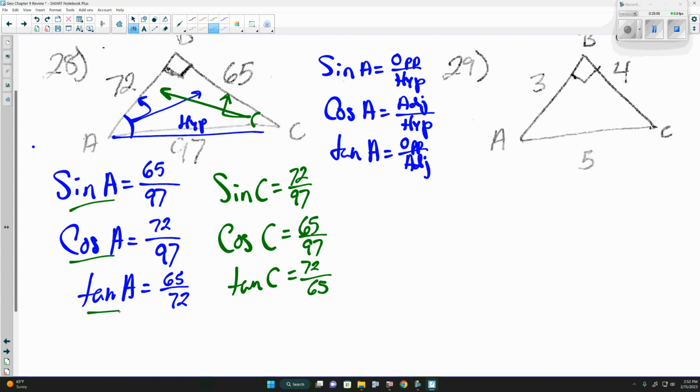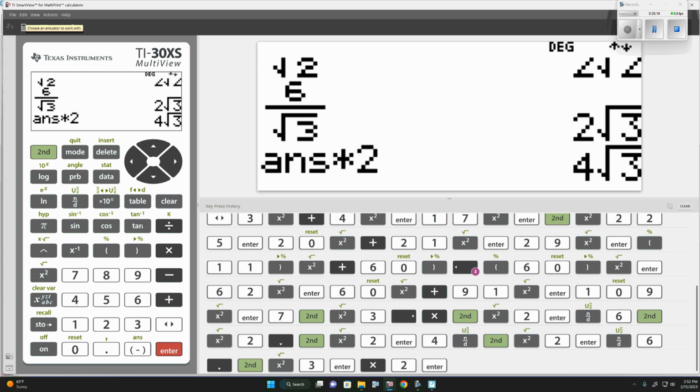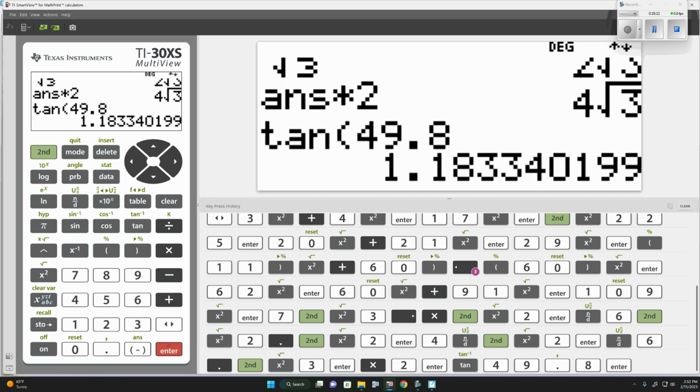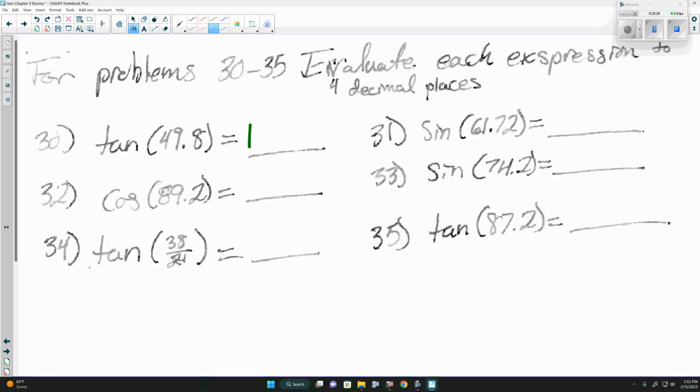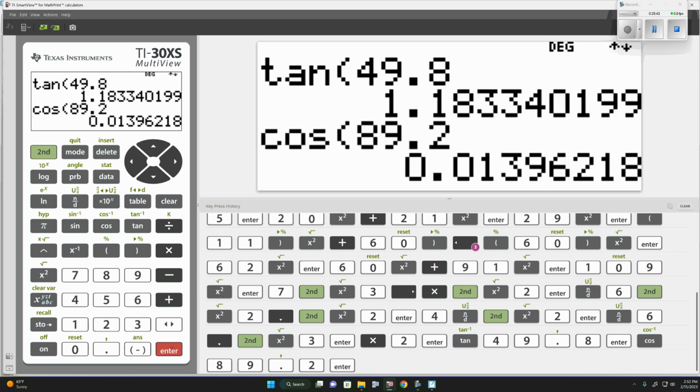Questions on 28 or 29? 30 through 35, I hope all of you get these right. Tangent of 49.8 is 1.1833. You just have to plug these into the calculator. Cosine of 89.2 is 0.0139.